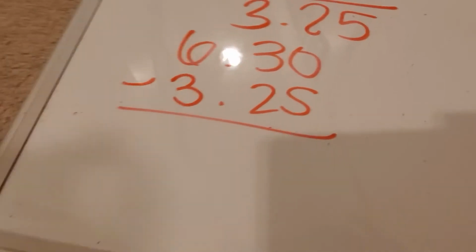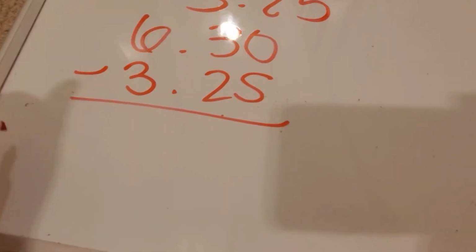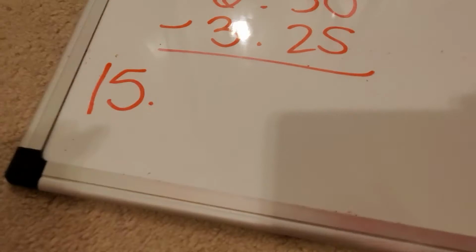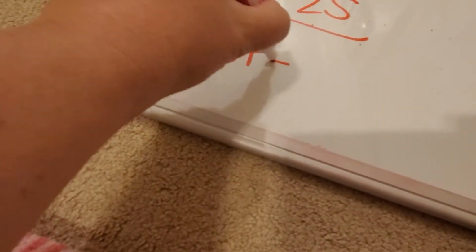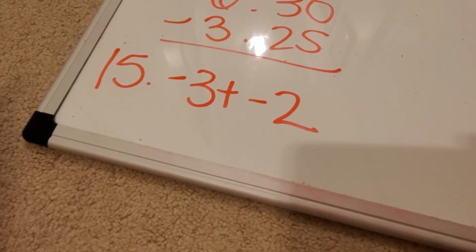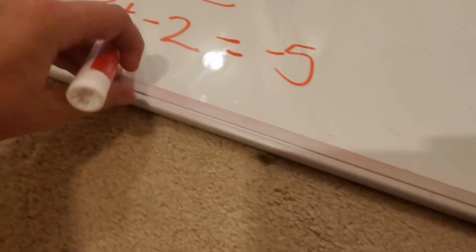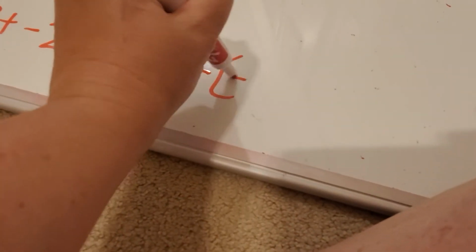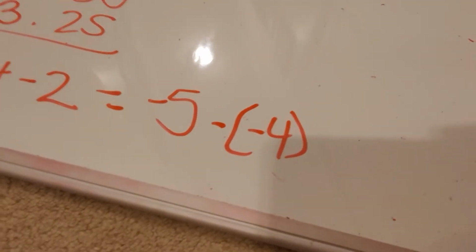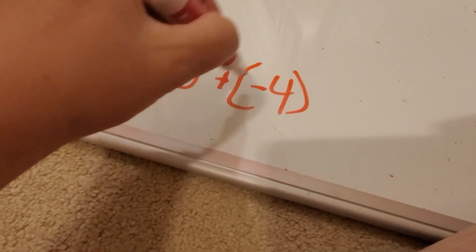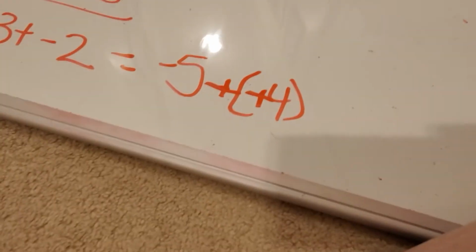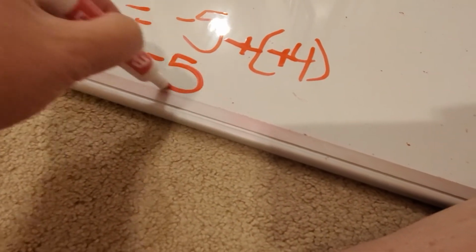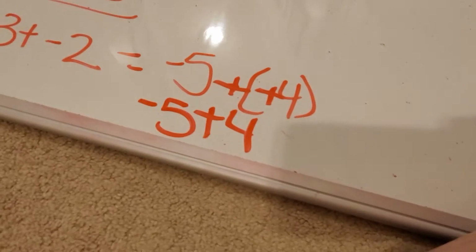Number 15, that's simple integers, right? So you know -3 and -2 are like signs. We learned in those lessons that you add those. So you know that that's -5. But then you have to subtract a -4. Remember, when you have 2 subtraction signs side by side, you change it to addition. So now I'm going to say -5 plus 4.